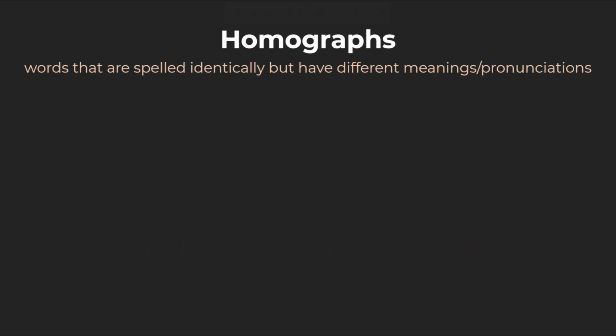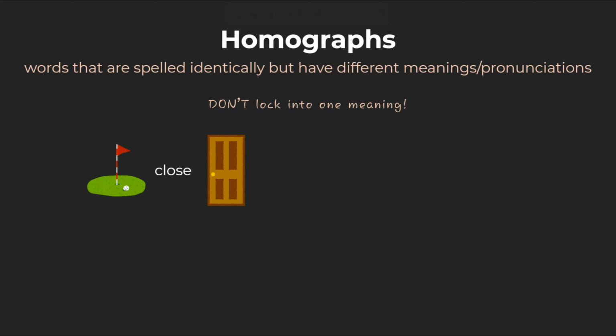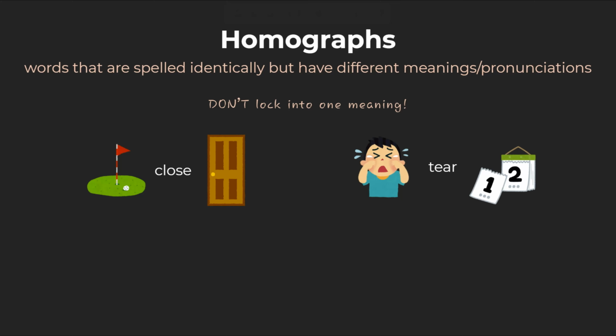Next, we have homographs. Homographs are words that are spelled the same but have different meanings and often different pronunciations. The meaning of the word depends entirely on how it's being used in the sentence. It's important to keep an open mind and not lock in on any one pronunciation or definition too quickly. For example, the word close can be pronounced close and mean near, or close and mean to shut. The word tear can mean a tear that falls from your eye, or a tear, or a rip.